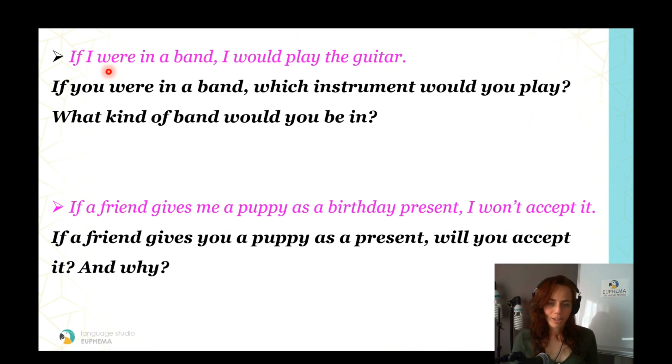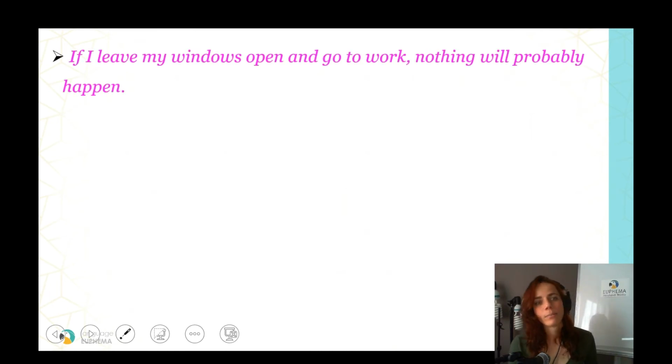Very well. My next statement is, if I leave my windows open and go to work, nothing will probably happen. Okay, grammatically speaking, which conditional is this? It's first, that's right. If I leave my windows open, so if plus present simple, and go to work, nothing will probably happen. So will plus infinitive. So again, a realistic situation in the future.